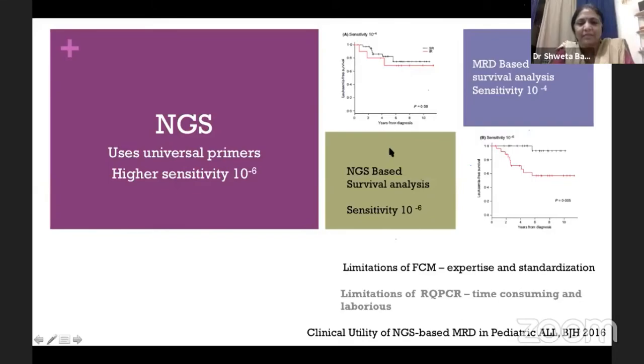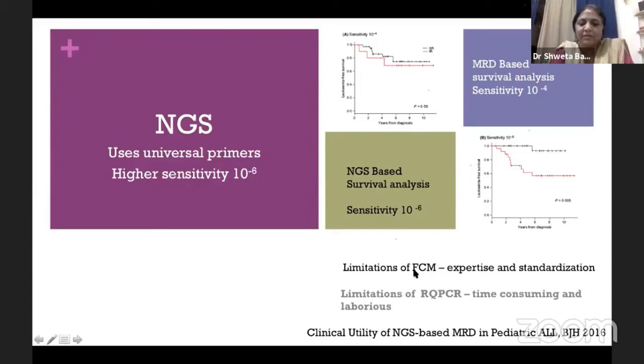But if the same population of patients had MRD analysis done by the NGS method, which has a sensitivity of 10 raised to power minus 6, we see a major separation between the two. There is a clear demarcation of the patients, even within the standard risk group. Those who are at high risk for relapse or have a poor prognosis came in this red line, and that's why we are able to see a good gap between the two. This helps us in identifying the patients who are at more risk of relapse.